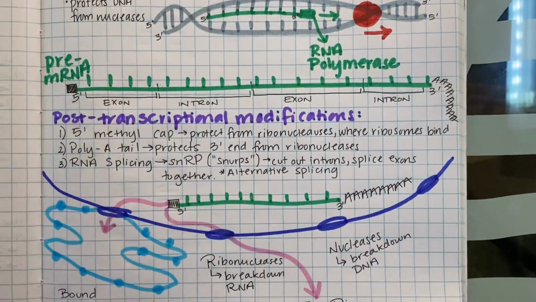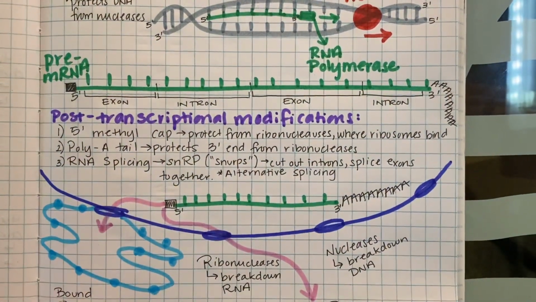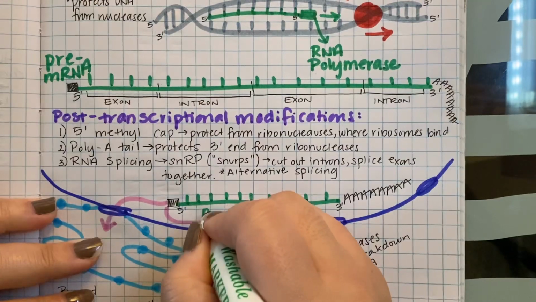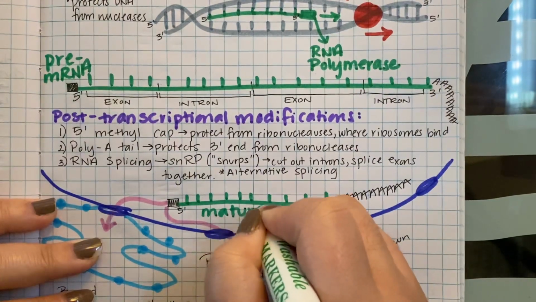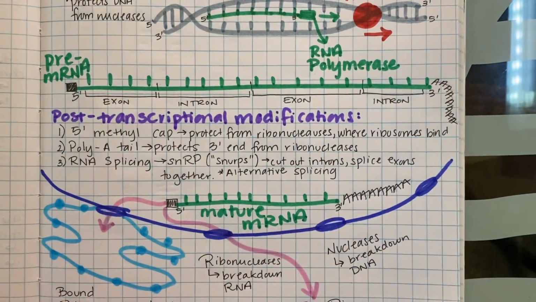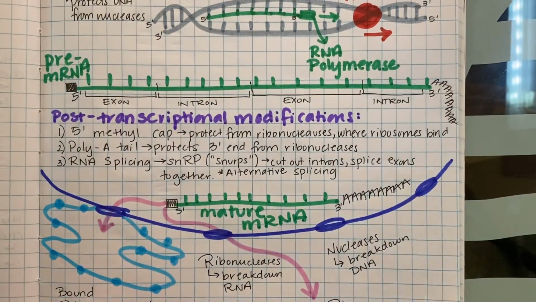Hey guys, welcome back for translation. There's one thing I forgot to add on this. I forgot to call this mature RNA. So this is now our mature mRNA. It can now exit the nucleus through a pore.